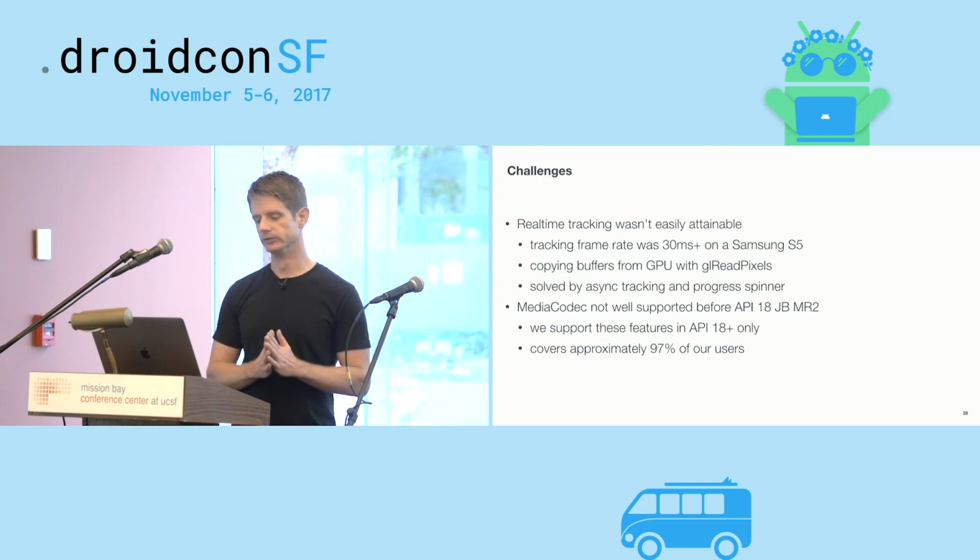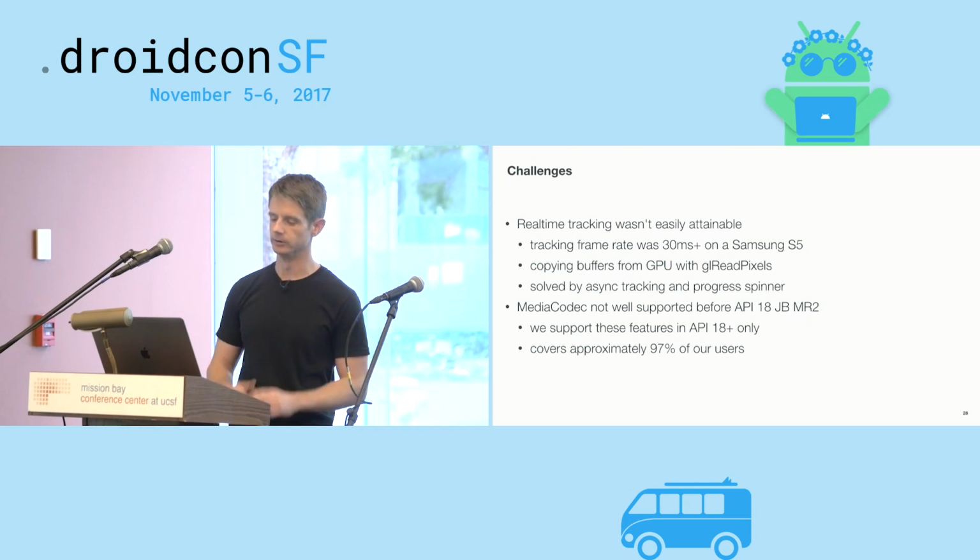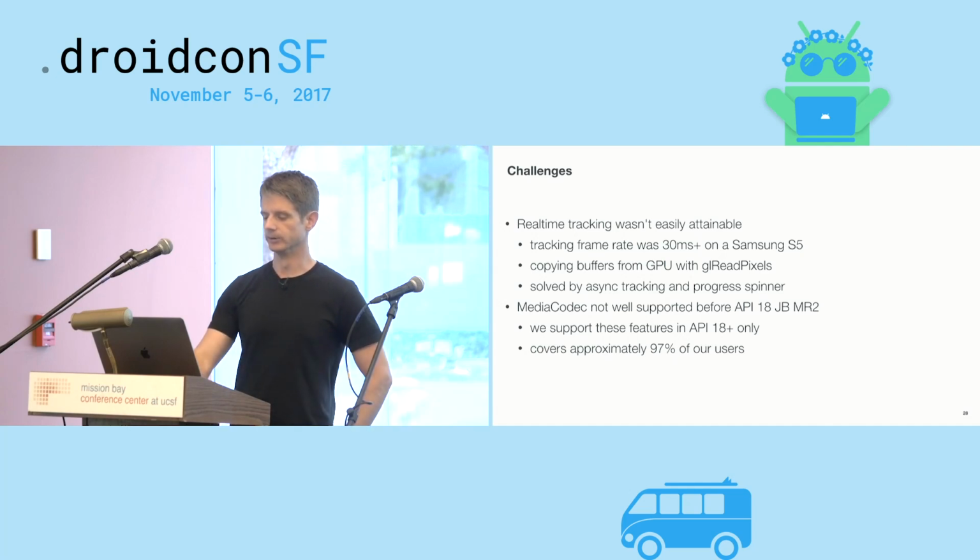Another challenge was the support level for media codec. Instagram supports API level 16+. However, media codec is not well supported below API level 18. We chose to gate this feature to API level 18+, which accommodates about 95% of our user base, rather than spending a lot of time trying to solve the media codec issues for the minority of users on older OS versions.